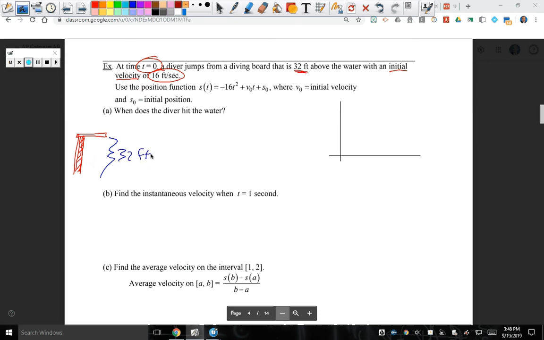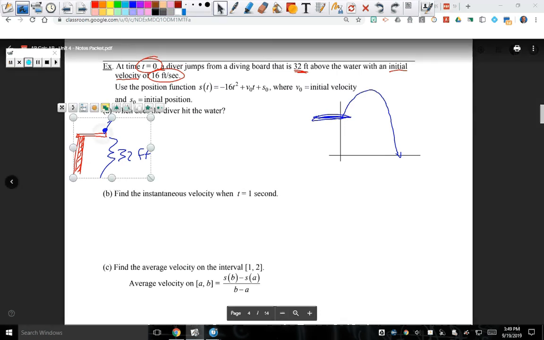And this person, wherever they're at, right here at the very top, is going to jump with an initial velocity of 16. Is that upward or downward? It's upward, because if it was downward, it'd be a negative 16. So they're jumping up. Divers jump up as they're diving, and then it will end up doing something like that and going into the water. So here's your diving board way over here. Okay, questions so far?